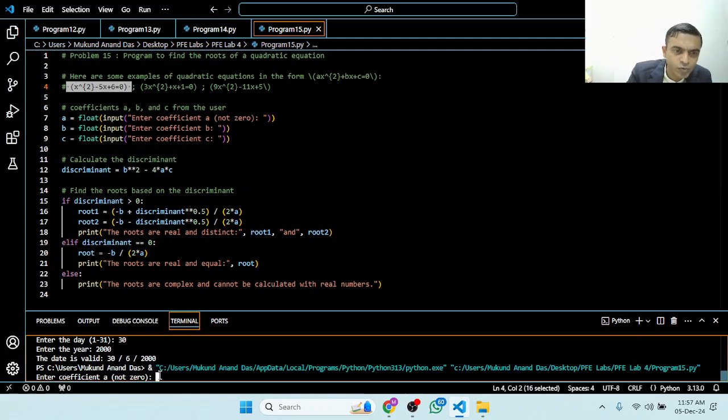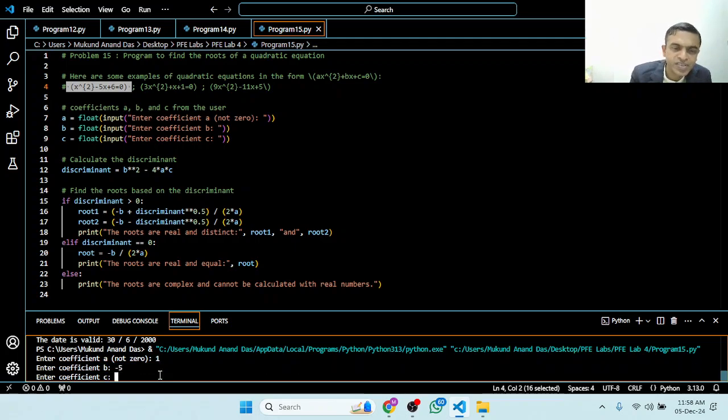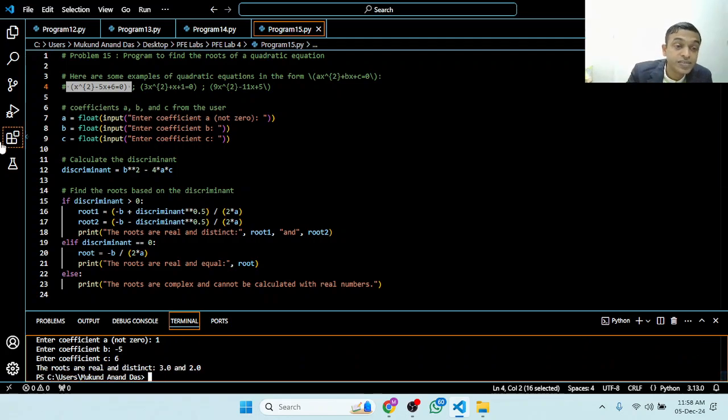Enter A, 1, B, -5, C, 6. Yes, it says the roots are real. Now it finds out what b square minus 4ac is, and there it is positive. That means the roots are real and distinct. And what are the roots? 3 and 2. So now similarly solve the other two problems.